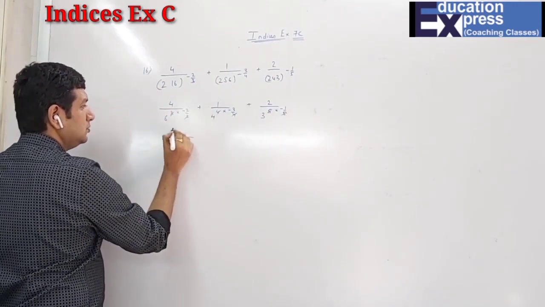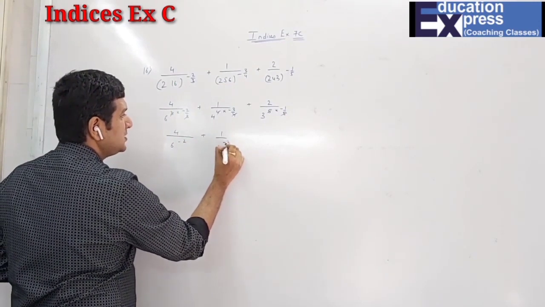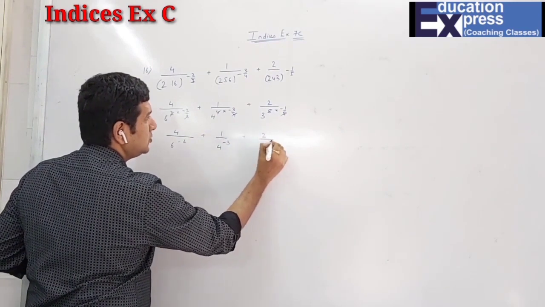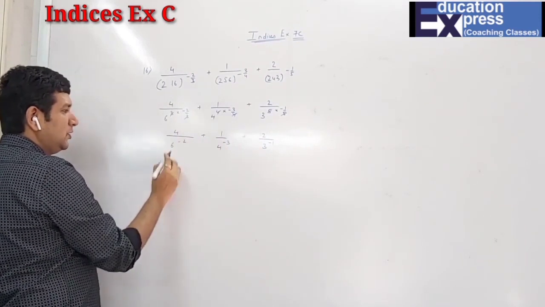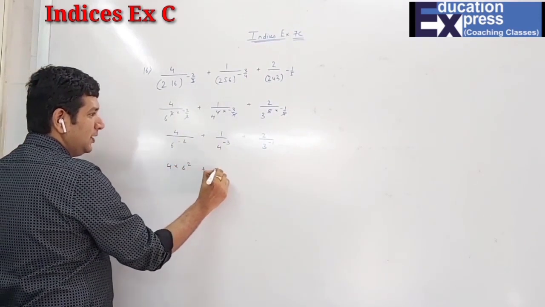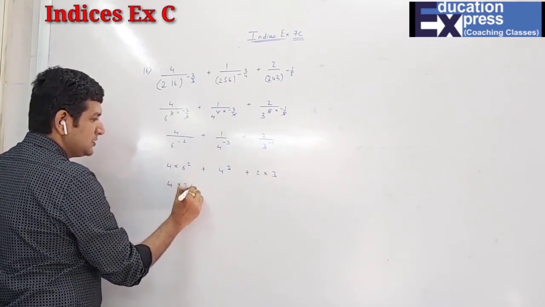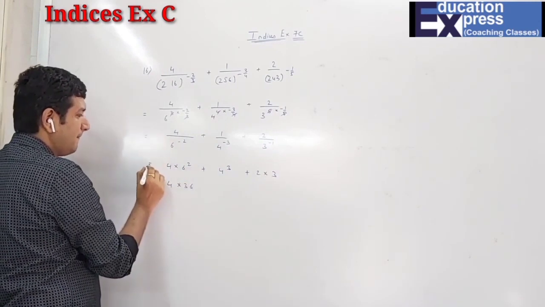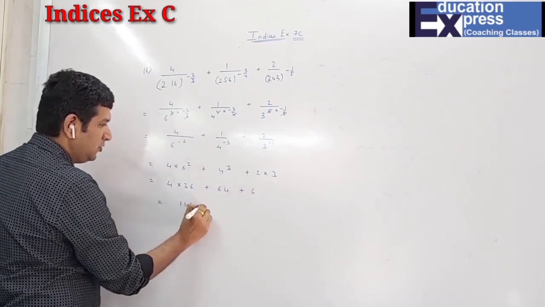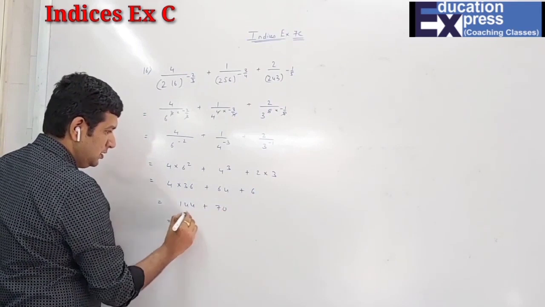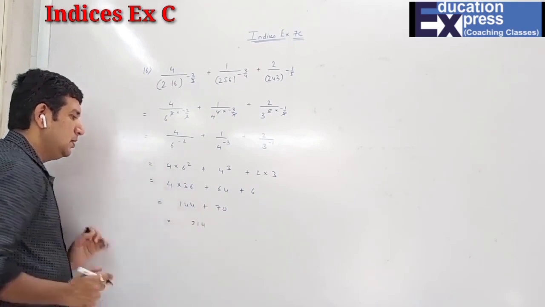So 6 raised to minus 2, 1 upon 4 raised to minus 3, and 3 raised to minus 1. So students, I have to make this positive. To make it positive, I have to reciprocal. So 4 into 6 square plus 4 raised to cube plus 2 into 3. Hence 4 into 36 plus 64 plus 6. 144 plus 70. 214 is the answer, final answer.